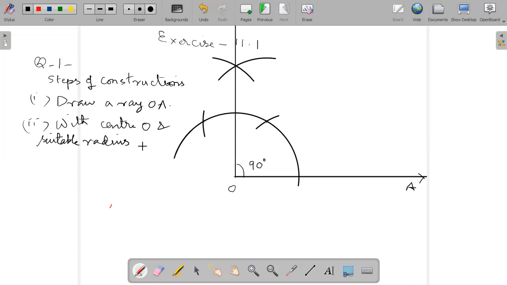Draw a semicircle, or we can say the arc, because there is no need to draw a full semicircle, but we have to draw more than 120 degrees. That's why they said to draw a semicircle. So we can write semicircle also. If this line comes up to here, it will be a semicircle. So we can say draw a semicircle.